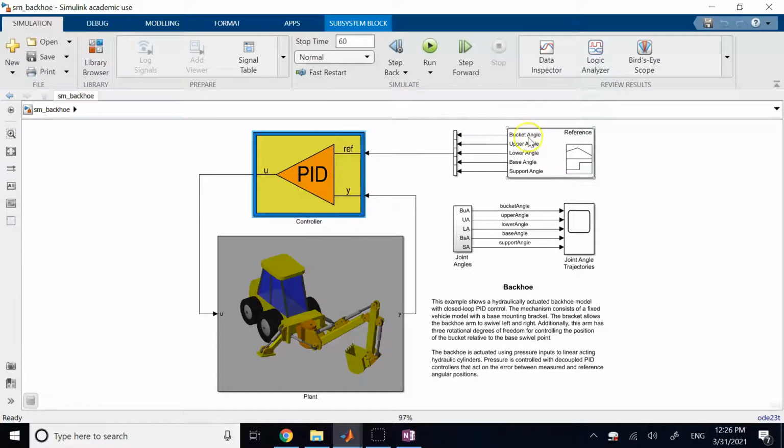And you can provide different input commands to the controller, and the controller will control how fast each one of these members is opening, closing, and moving. Not only that, you can measure any angle, any pressure, any force, anything in this system and show it on the scope block.